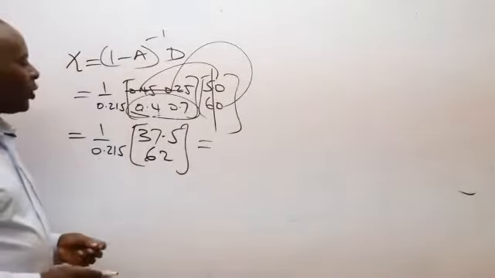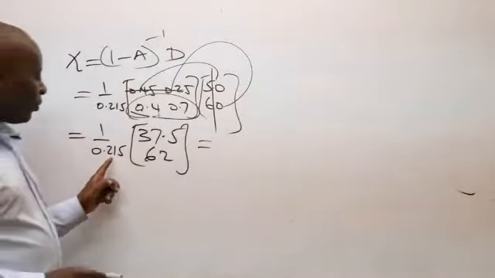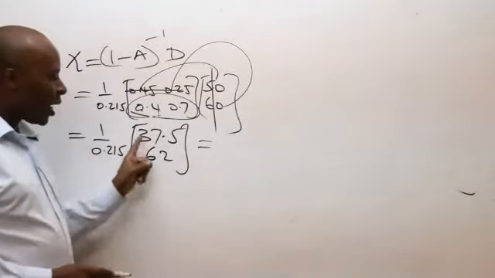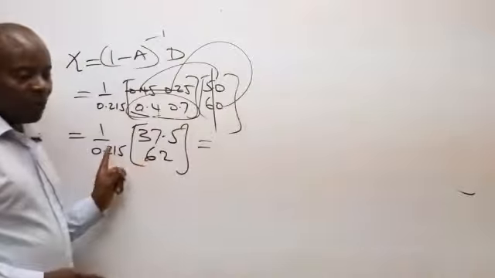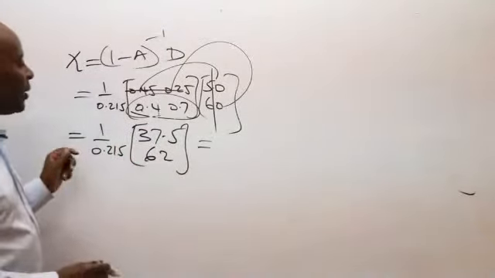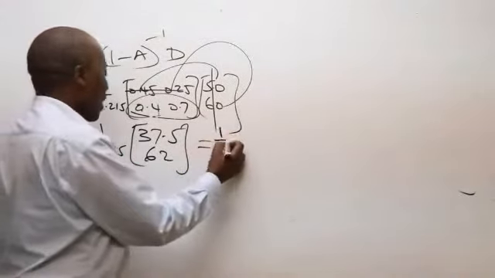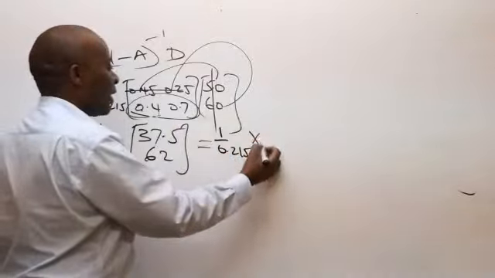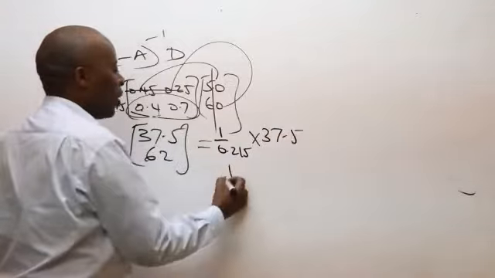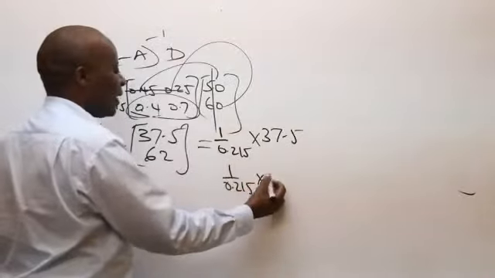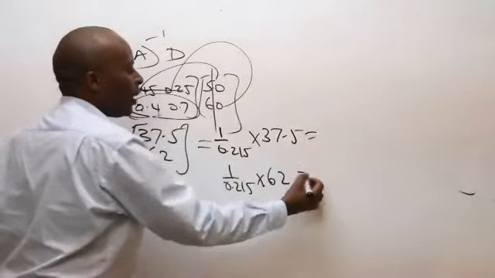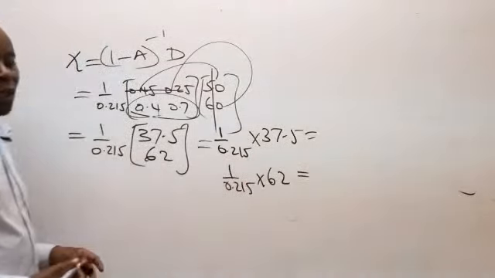After that, ladies and gentlemen, the next thing will be for me to distribute the scalar. The scalar is very easy. You simply take 1 over 0.215 times 37.5, and 1 over 0.215 times 62. You get the two values into decimal places.